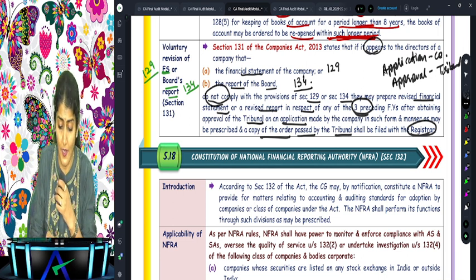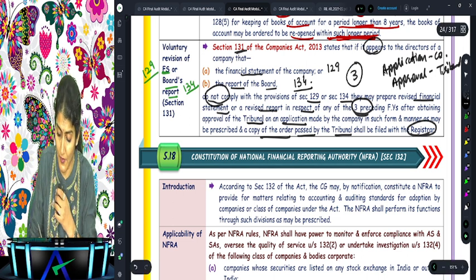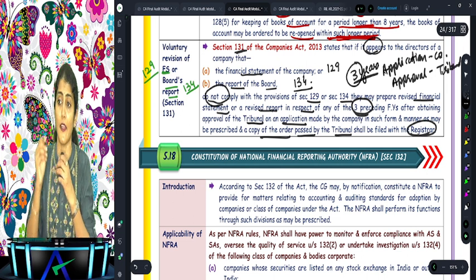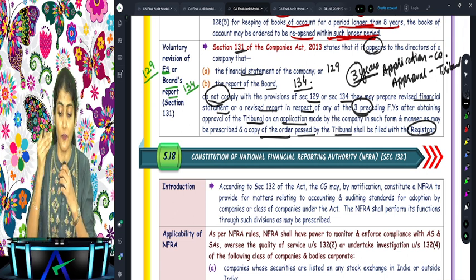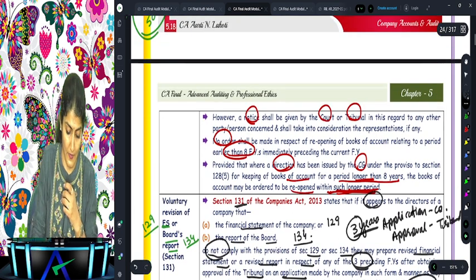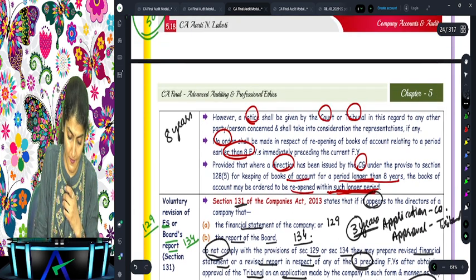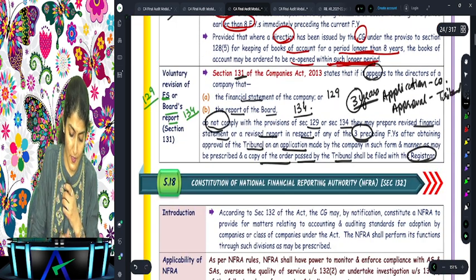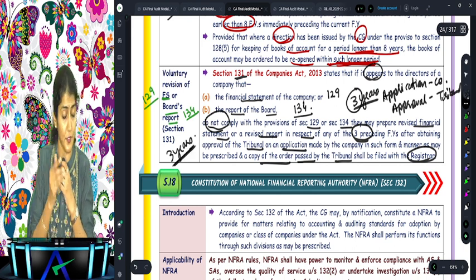And what does it say? Maximum 3 years. So here what does it say? Up to any of the 3 preceding financial years. And here what does it say? 8 years. And here, what does it say? 3 years. Voluntary revision of the financial statements. Is it clear to everyone?